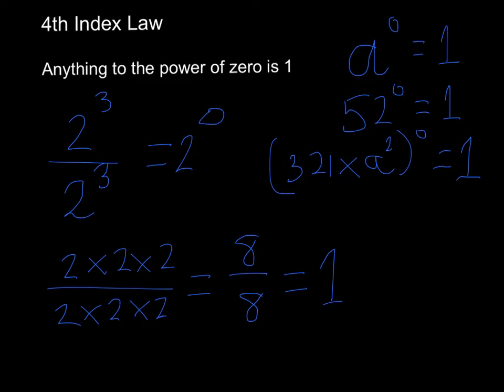So pretty easy, pretty simple. Anything you see, if you see to the power of 0, you know it is equal to 1, no matter how complex, even if it's crazy, something like this in brackets. If it's raised to a power of 0, it will be equal to 1.